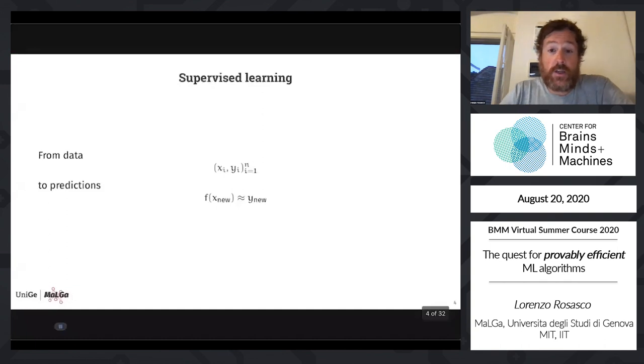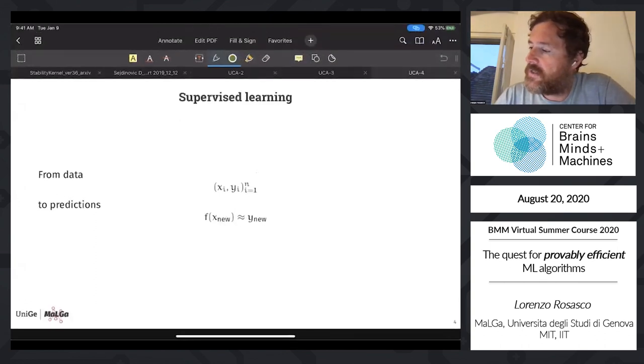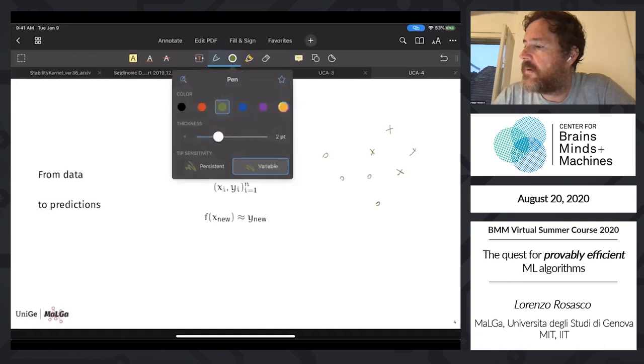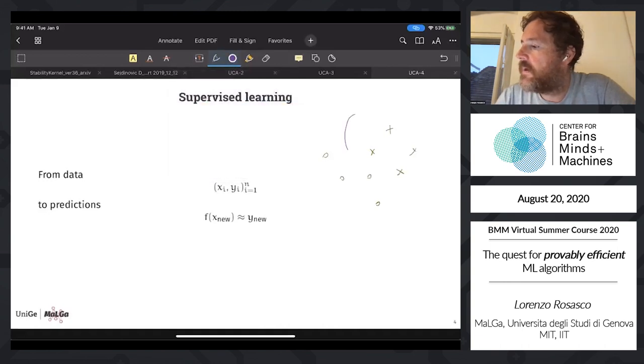All right, so this is a super simplified picture of what learning is like in the supervised setting. So we're given input and outputs, and what we would like to do is to make new predictions. So, you know, this is super standard. The idea is that, for example, in classification, we might have some elements belonging to two classes, and we'd like to find the decision boundary. But the main idea is that this decision boundary should work well not only for the points we have seen, but also for points that we have not seen.